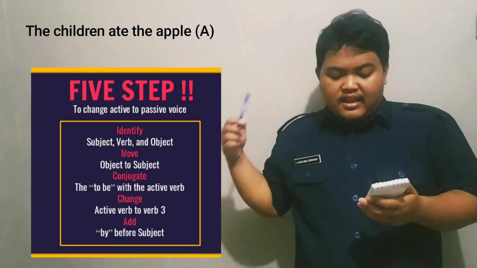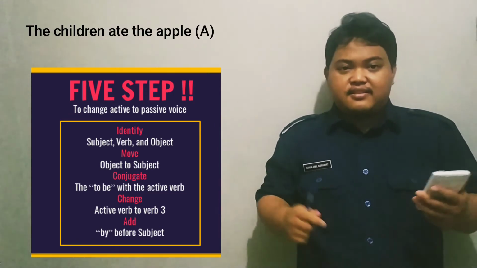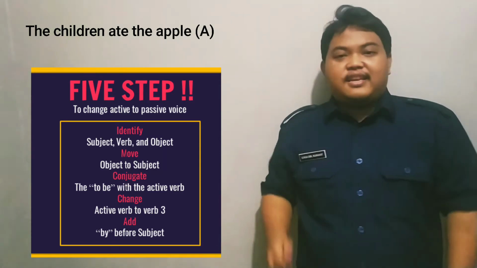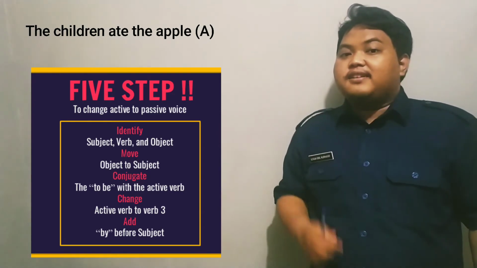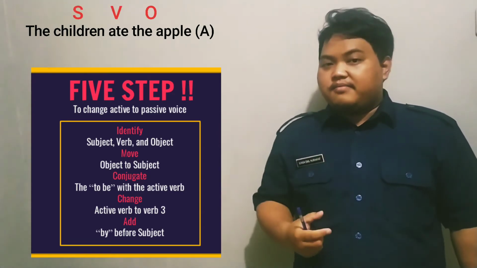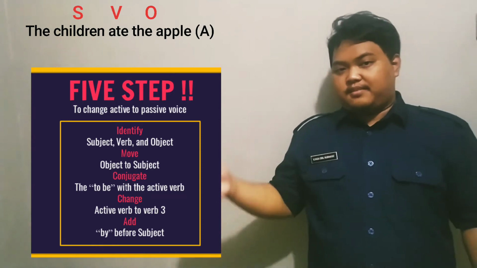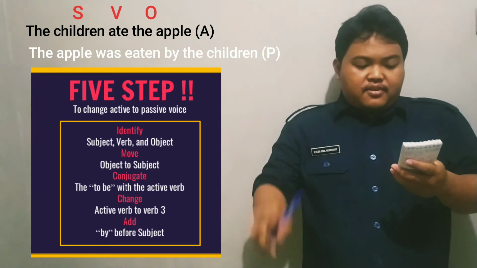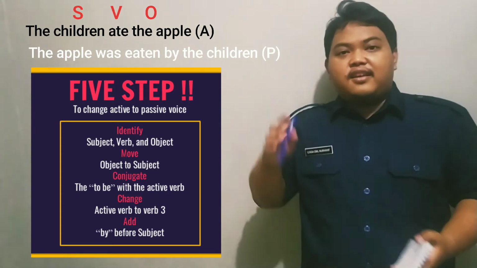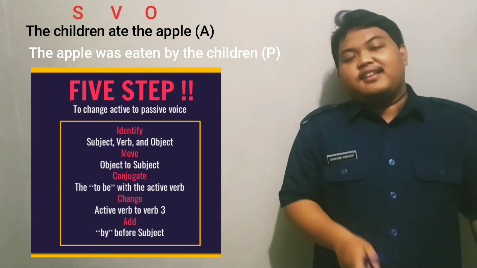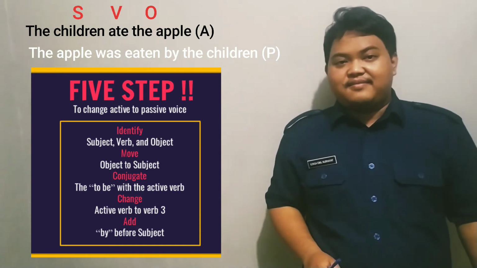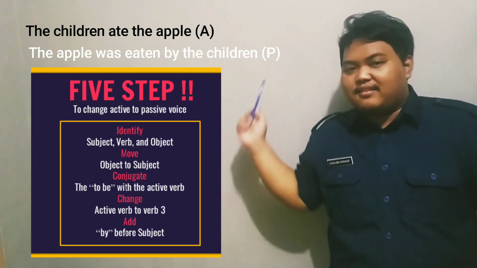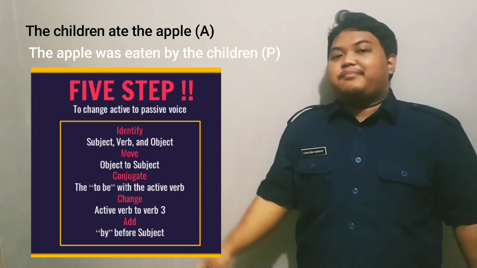The children ate the apple. Okay, remember that. So first step is identify the subject, verb, and object at the active voice. Subject, verb, and object, remember. After that, step 2, swap or move object to subject, subject to object. So swap the object at active voice to subject at passive voice.